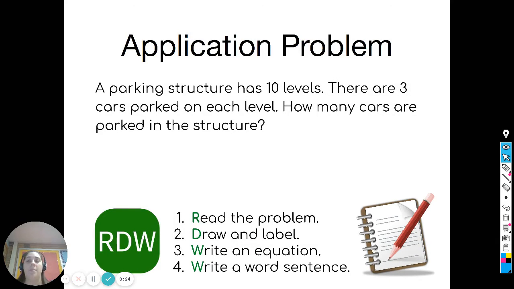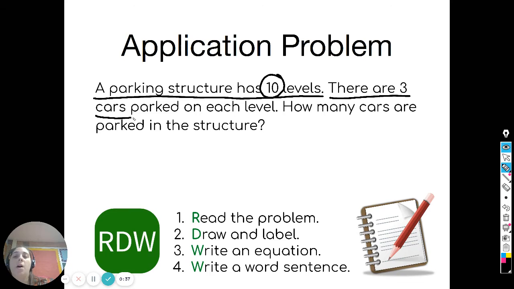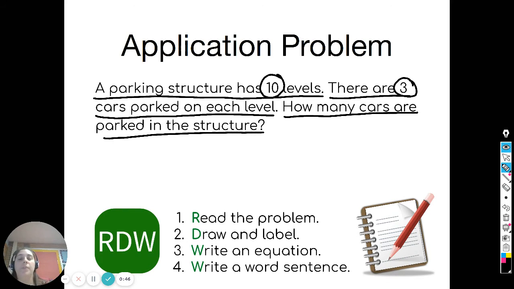We're going to start off with an application problem. A parking structure has 10 levels. There are 3 cars parked on each level. How many cars are parked in the structure?